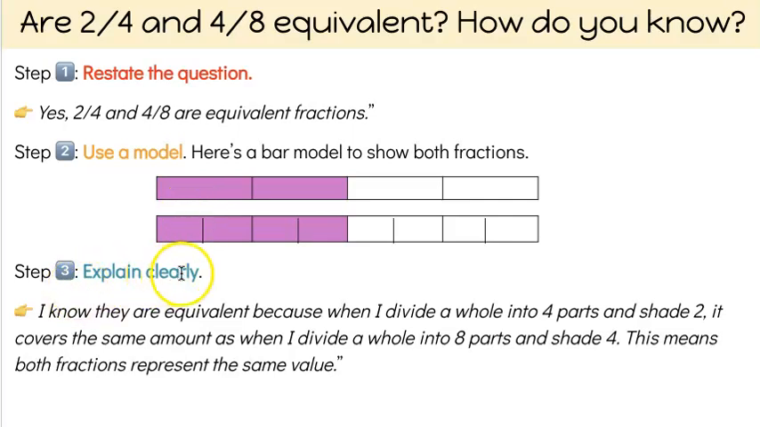Then step 3 is explain clearly. I know they are equivalent because when I divided a whole into 4 parts and shaded 2, it covers the same amount as when I divided a whole into 8 parts and shaded 4. This means that both fractions represent the same value. I literally just explained what I did here. No one's watching you draw this, so you need to tell them exactly what you're doing so that this can prove your topic sentence.